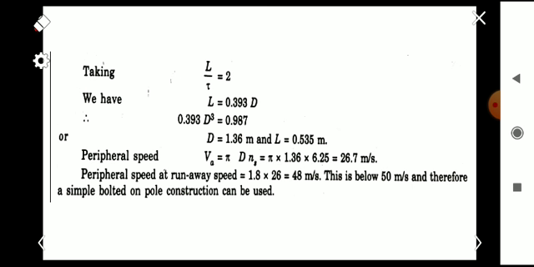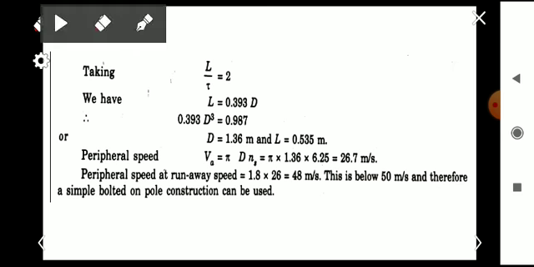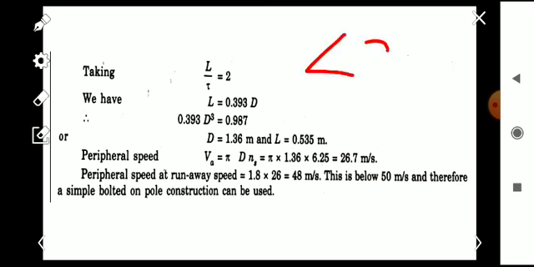Therefore a simple bolted on pole construction can be used. If our speed is below 50 meters per second, we can use simple bolted on pole construction, and if it is above 50 and less than 80 meter per second, we can use dovetail T-type construction. Here we are going to use bolted on pole construction. I hope the problem is clear, so try it.